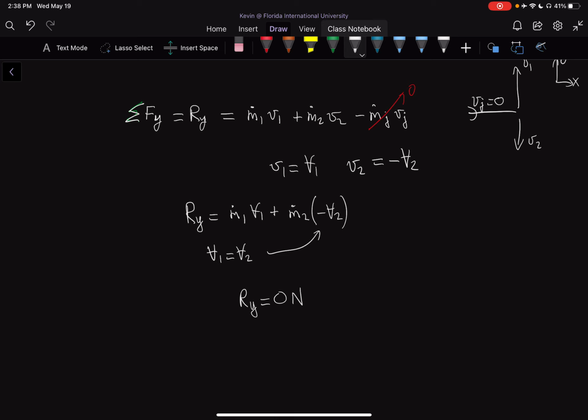So our final solution says that the reaction in y is 0 newtons, and the reaction in the x direction is minus 7.5 newtons. And this is our final answer for the problem. Okay, I hope this makes sense. And we're going to continue our discussion of momentum as well as a special case of the momentum equation in video 3. So we'll see you in video 3 for that.